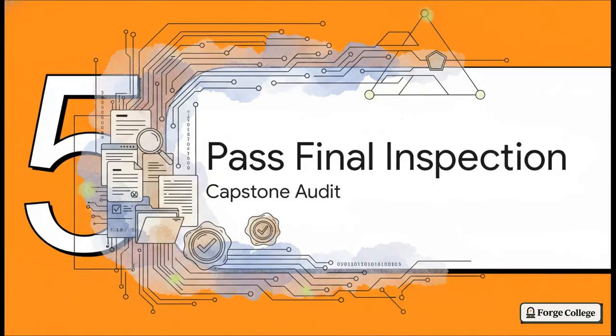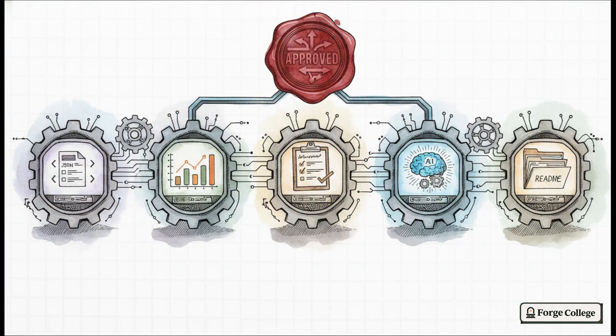Which brings us to Section 5, Passing Final Inspection. Your capstone is the ultimate gauntlet. Let's go through the checklist. Your trace file has to be present and parsable as valid JSON. Your checkpoint metrics must be recorded perfectly. Your observation checklist needs to be fully annotated. Your AI summary must be generated to our exact standards. And all artifacts must be properly organized in that folder structure we discussed earlier, complete with a detailed README file that guides anyone else through your work.